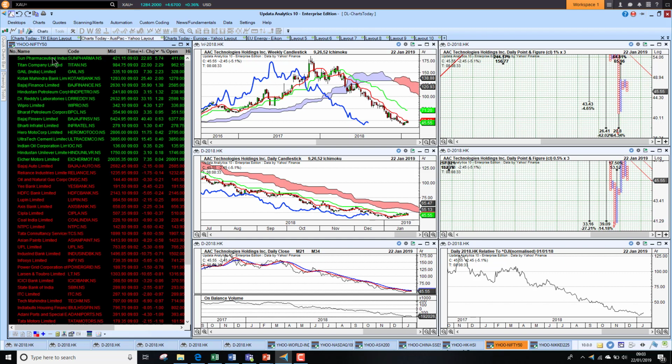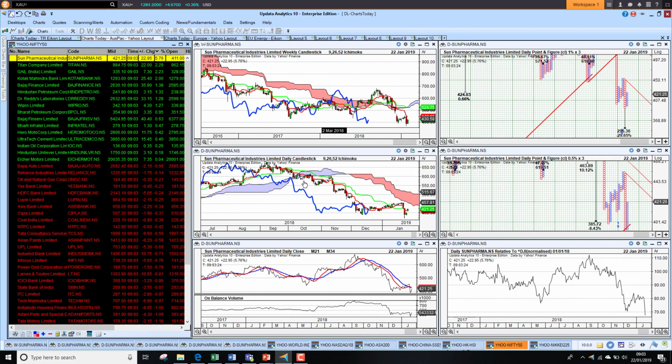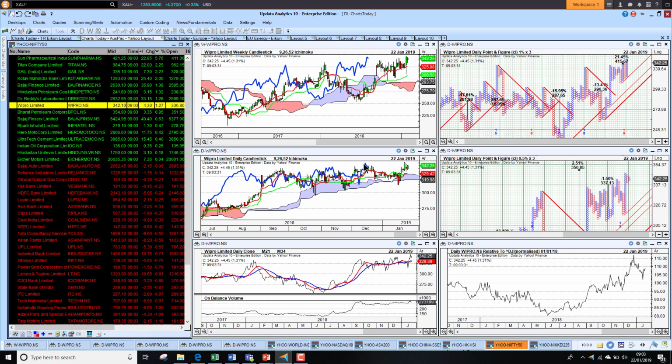The Indian market was a little bit better. We had more stocks up. Sun Pharmaceuticals, they haven't looked great on the chart though, and again we've got downside targets. You can click on any of these stocks again and just get an overview. Wipro we see is looking pretty good on the chart. We've got a good upside target here. The relative performance is pretty good.